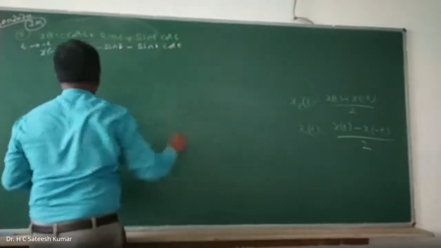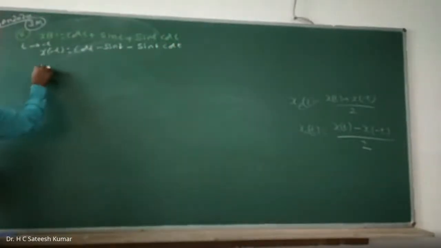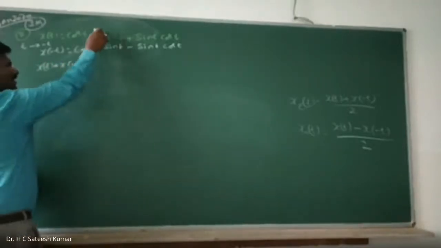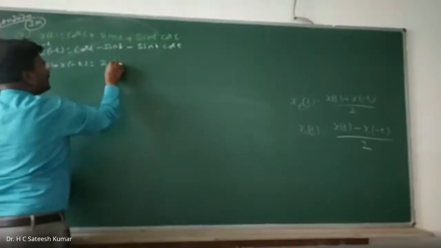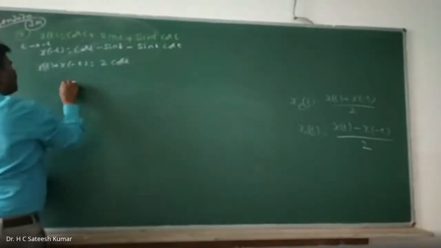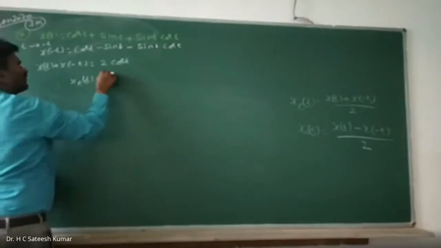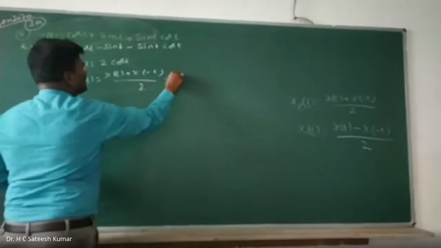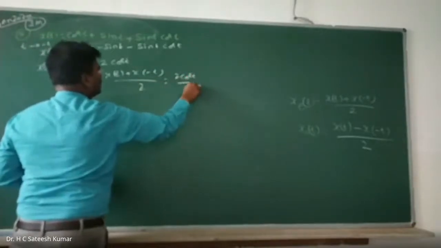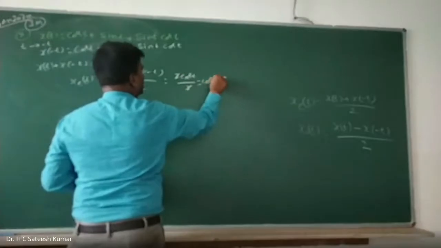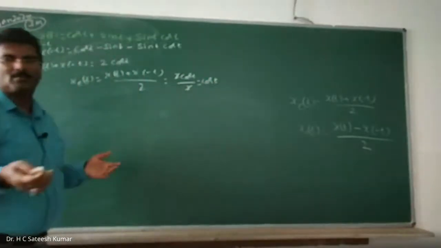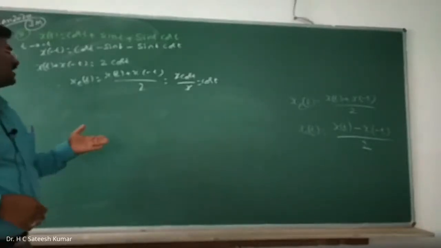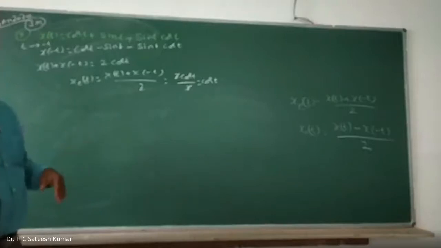Now you can write x of t plus x of minus t. This one gets cancelled, this one gets cancelled. What will you get? 2 cos t. And therefore xe of t is equal to x of t plus x of minus t divided by 2, which is 2 cos t divided by 2. The 2 gets cancelled, so cos t. Quite naturally, the even part is symmetric about the origin because we know that cos is symmetric about the origin. That also we can verify. You can see that it is evenly distributed on both sides.